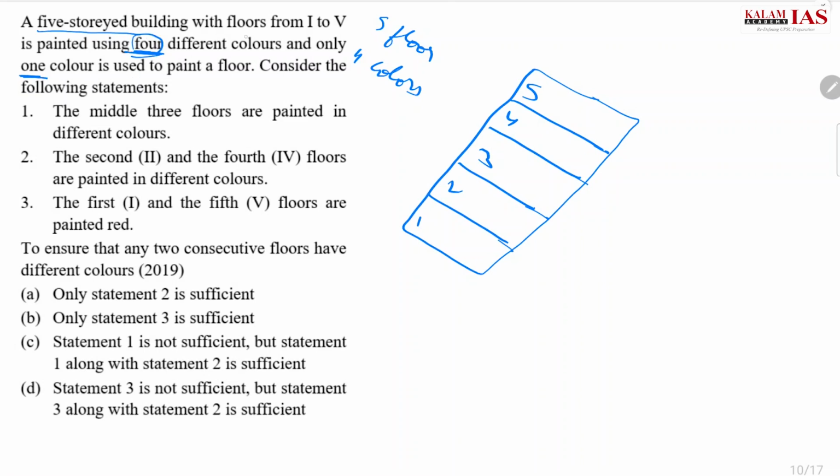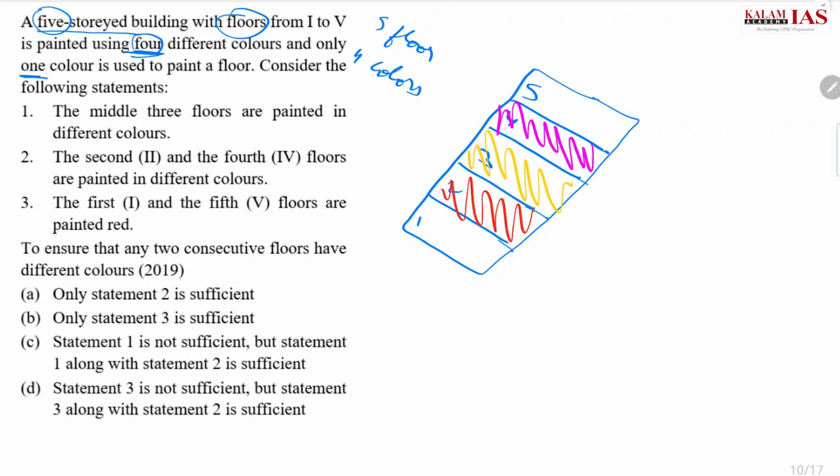So we have 4 different colors and a 5-storied building, 5 floors. Consider the following. The middle 3 are painted in different colors. Now it is saying the middle three floors are painted in different colors. Suppose we just paint these floors. Suppose this is painted with red. Now this is painted with yellow, and suppose this is painted with pink. Now we have four colors.